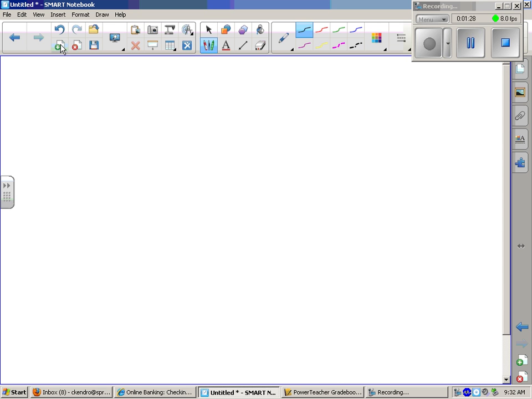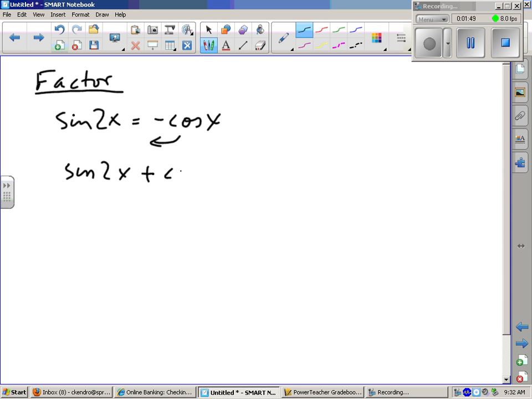One way to solve these is by factoring. So we need to factor. So if I have something like sine 2x equals negative cosine x, and I want to solve this, what we need to do is bring the cosine over to the other side, sine 2x plus cosine x, and see if anything can be factored.